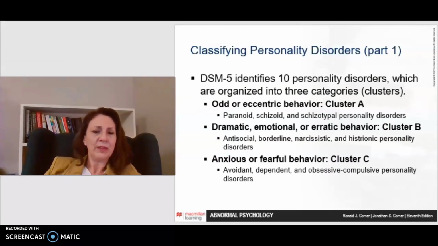The DSM-5 identifies 10 personality disorders in 3 categories or clusters. The first one is odd or eccentric behavior, which is cluster A. Then we have dramatic, emotional, or erratic behavior in cluster B, and anxious or fearful behavior in cluster C. We'll look at each of the disorders under those.